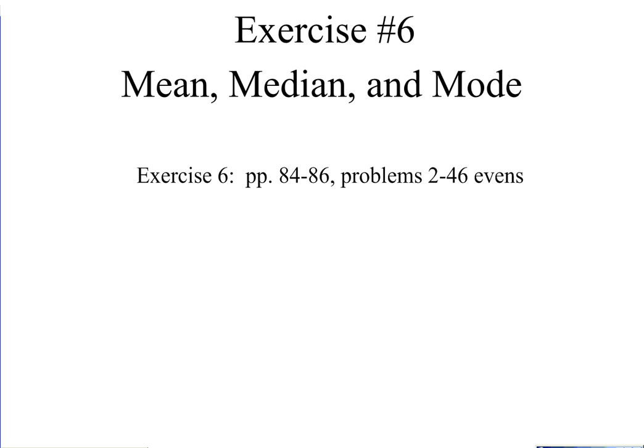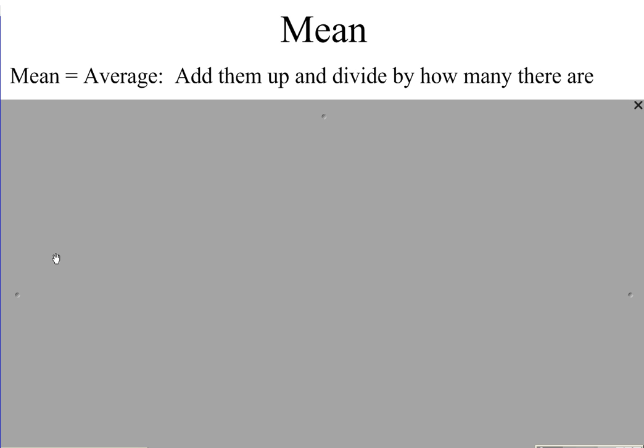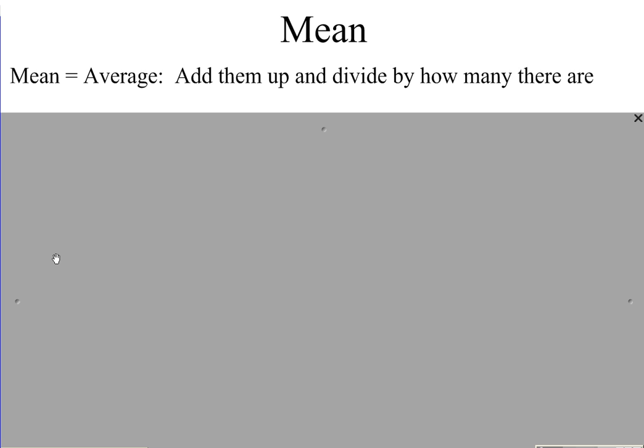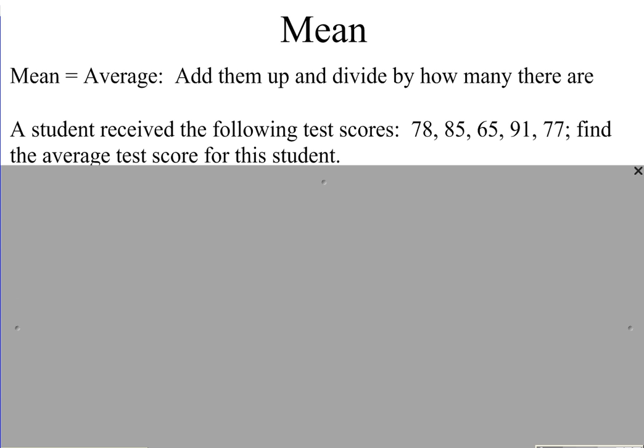Exercise 6, mean, median, and mode. Mean is another word for average. To find an average or mean, you simply add up all the numbers in your data set. You divide by how many numbers there are.